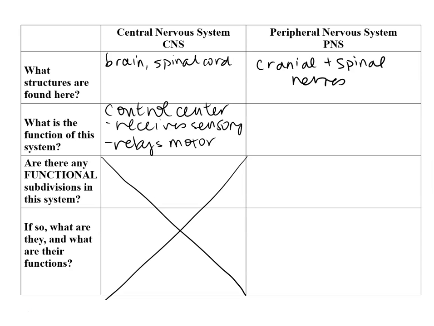All the peripheral nervous system does is act as a transporter, transporting sensory information to the central nervous system or relaying motor information away from the central nervous system. The peripheral nervous system does not function as a control center. So we either send sensory to the CNS or receive motor information from the CNS.